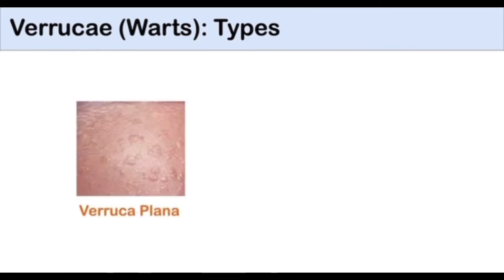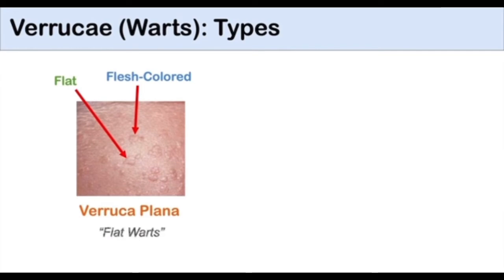Now the next type of wart we're going to look at is verruca plana, and verruca plana are flat, generally flat, maybe slightly raised, but not as raised as verruca vulgaris, and they're flesh colored. This is kind of key to their diagnosis. These are known as flat warts. Now, the way to remember verruca plana is they are plain. They're just a plain skin lesion. They're plain in the sense that they are the same color as your normal skin.